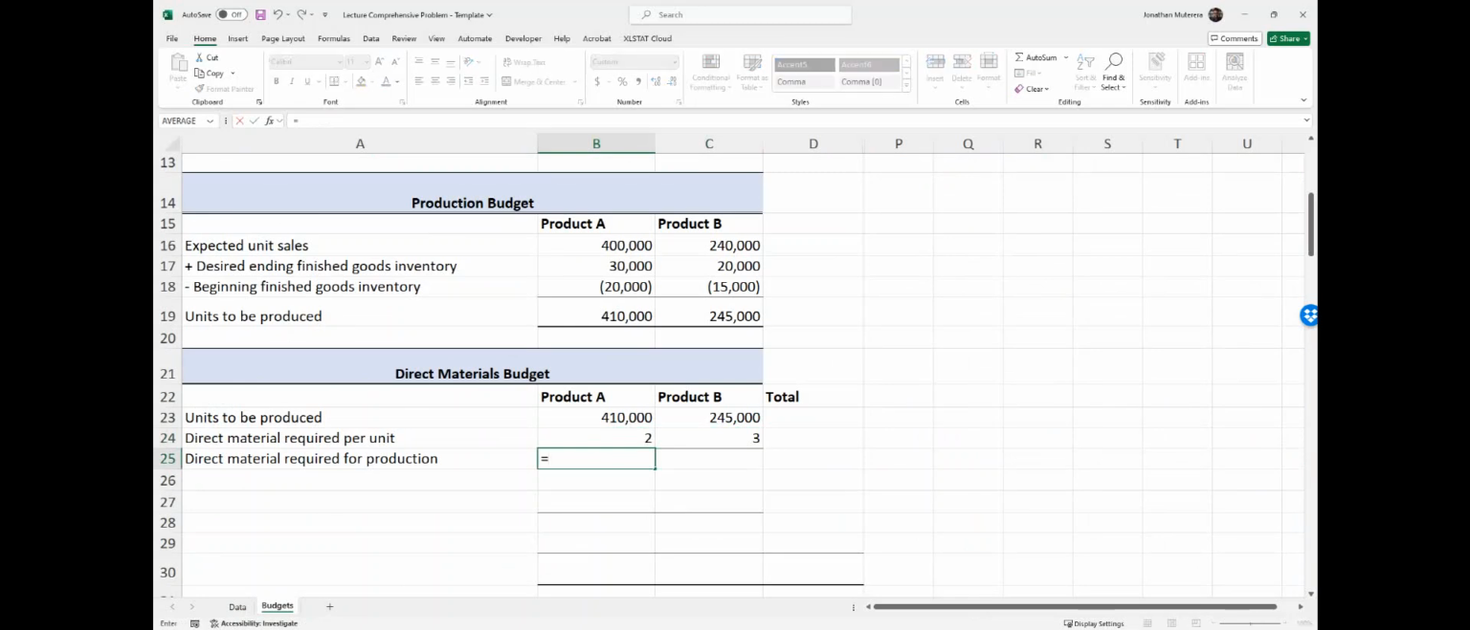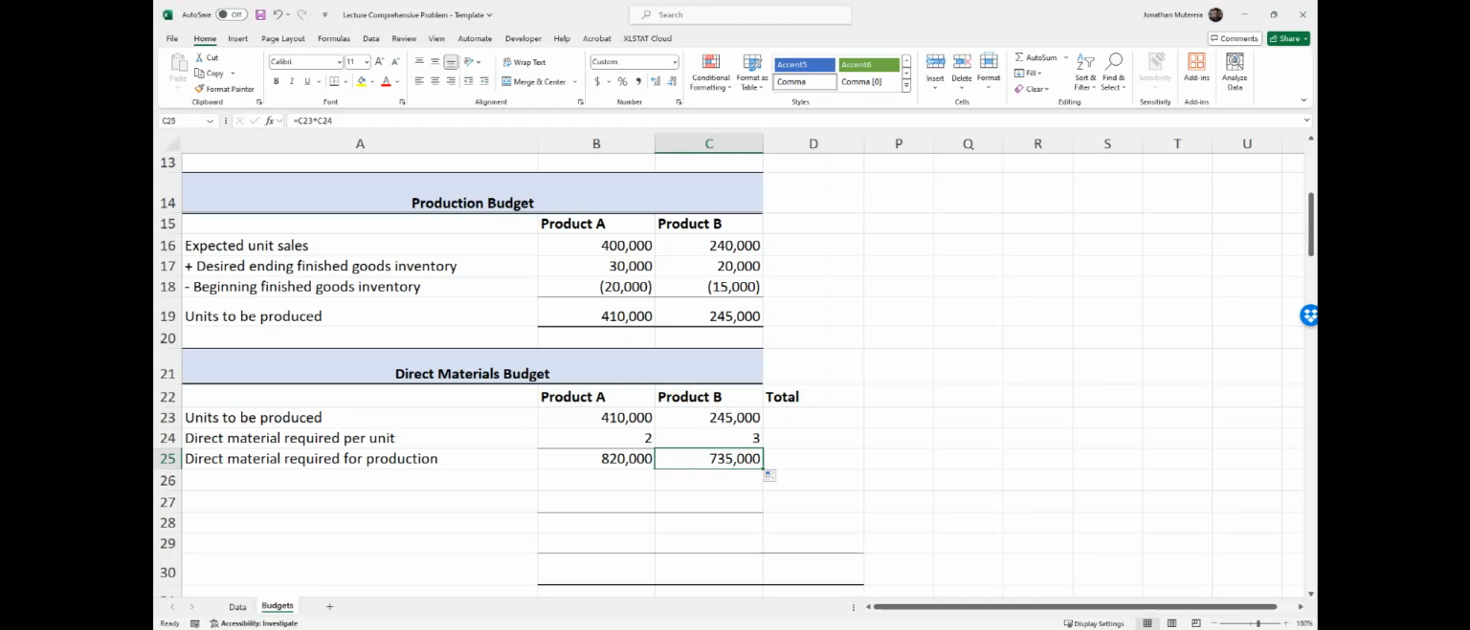And so, how much material do we require for our production? So it's the number of units produced times the number of materials that is required for each unit. So you can see that for product A we will require 820 kgs, and for product B we will require 735 kgs. So this is what we need for our production.